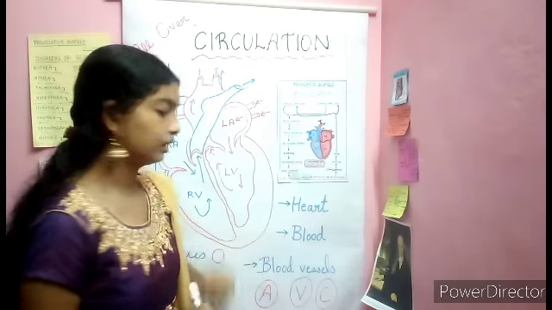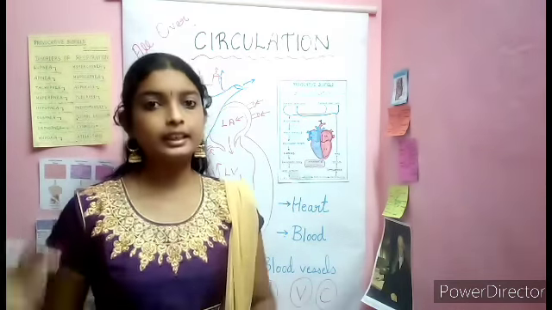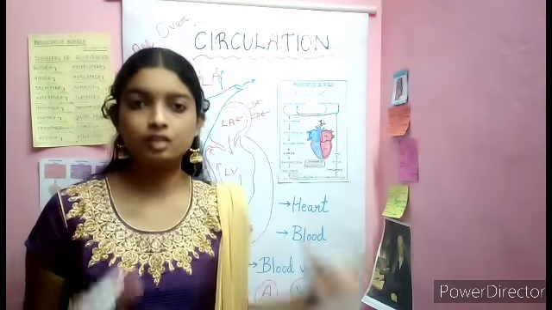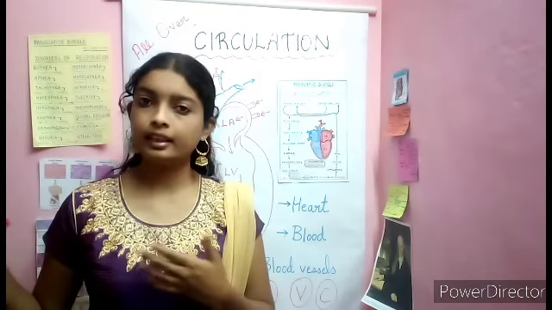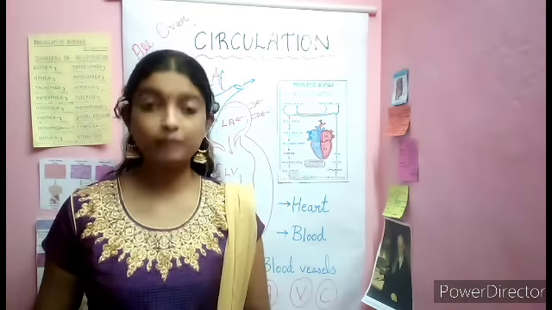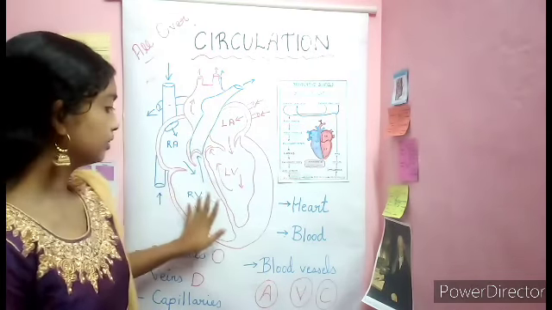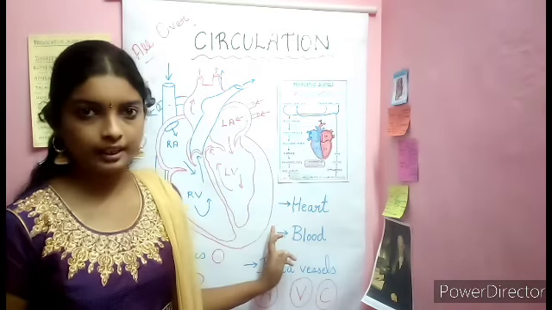Next comes blood. You have two types of blood: oxygenated blood and deoxygenated blood. Oxygenated blood contains oxygen, which is pure blood, and deoxygenated blood does not contain oxygen, that is, impure blood. The blue part here represents the deoxygenated blood and the red part is the oxygenated blood.